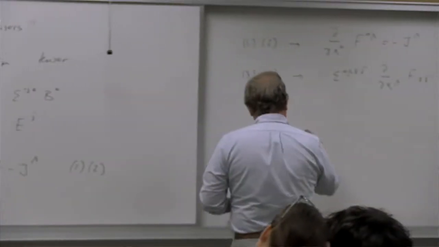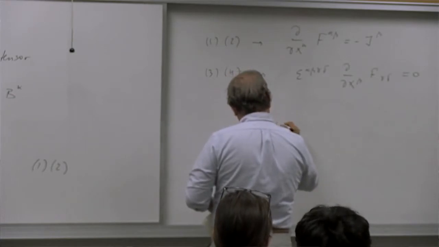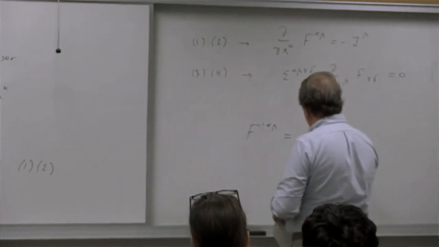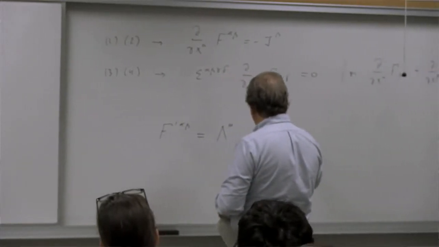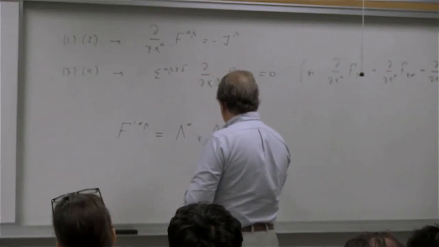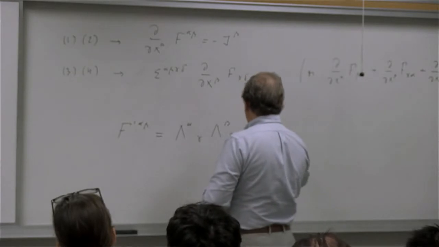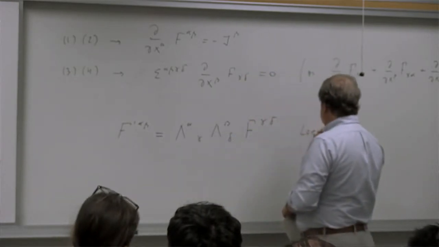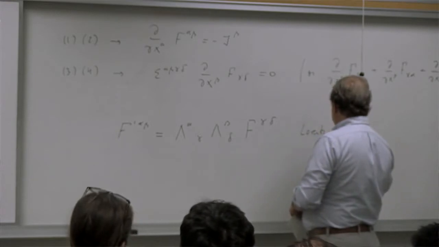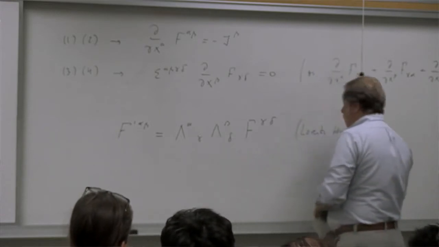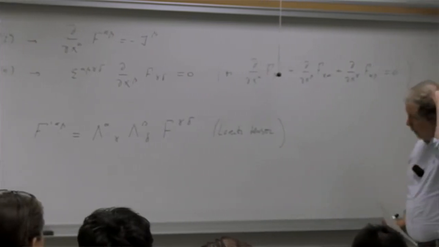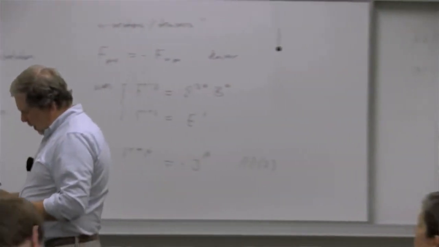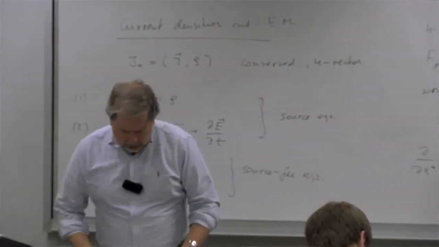And it is, indeed it is, because F prime alpha beta is equal to lambda alpha gamma, lambda beta delta, F gamma delta. And so that is a Lorentz tensor. So the electromagnetic field is in fact a Lorentz tensor. It behaves in the way that we described before for something that is a well-behaved and genuine tensor.